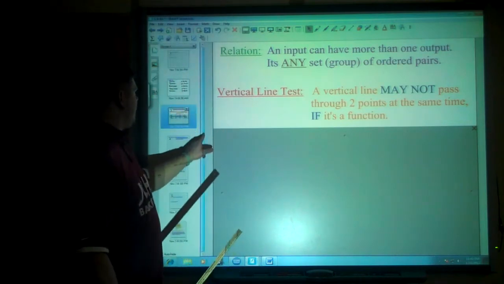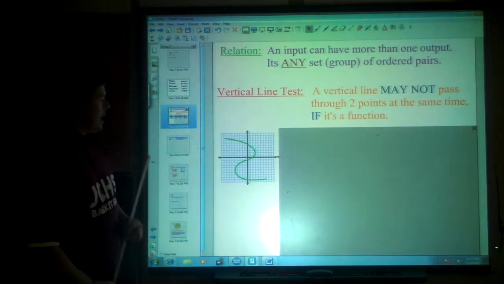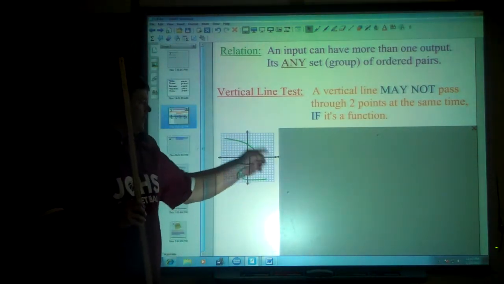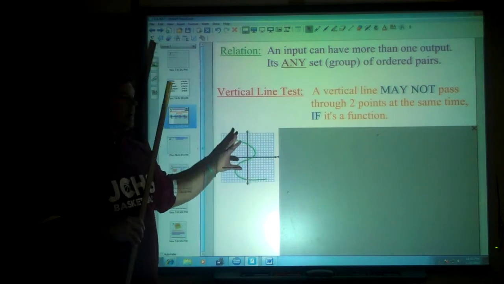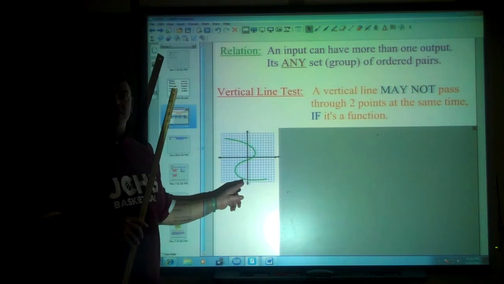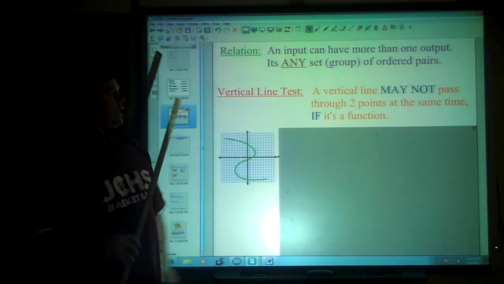You take a graph, and you look at the graph, and you hold your vertical line. Now, if the vertical line ever touches the graph, not the x or y axes, you're not worried about the axes, but if your vertical line ever touches more than one point of the graph itself, then it is not a function. It would be considered a relation.